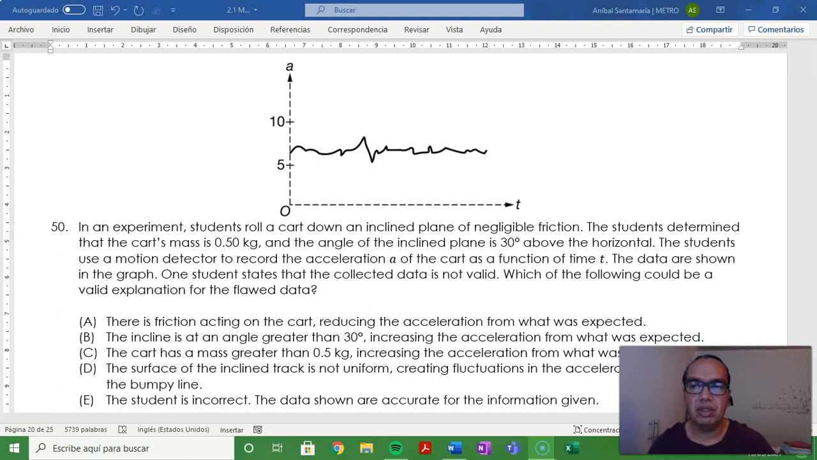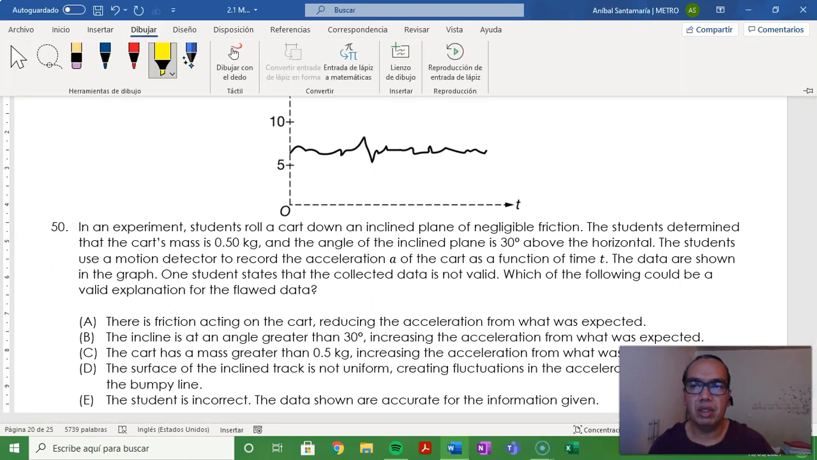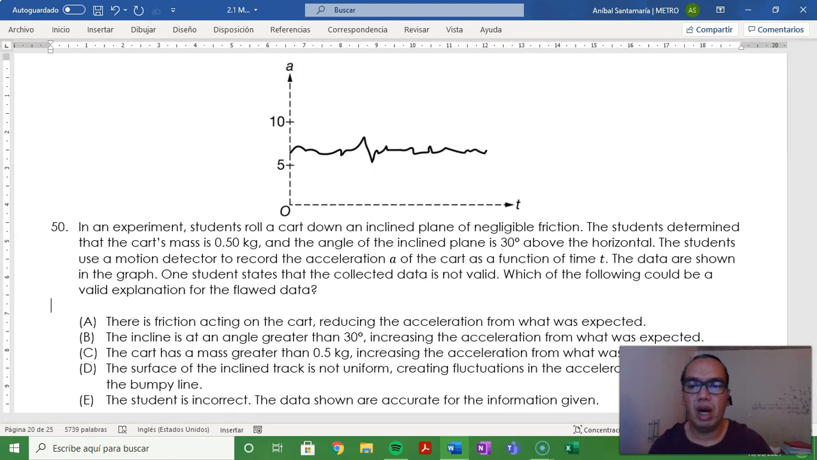I'm not going to discuss the possible answers in order, because first we need to discuss why option E is not really correct. It says that the student is incorrect and the data shown are accurate from the information given. Now remember that you have an acceleration downward of 9.8, and the downslope component of that should be 9.8 times the sine of 30 degrees.